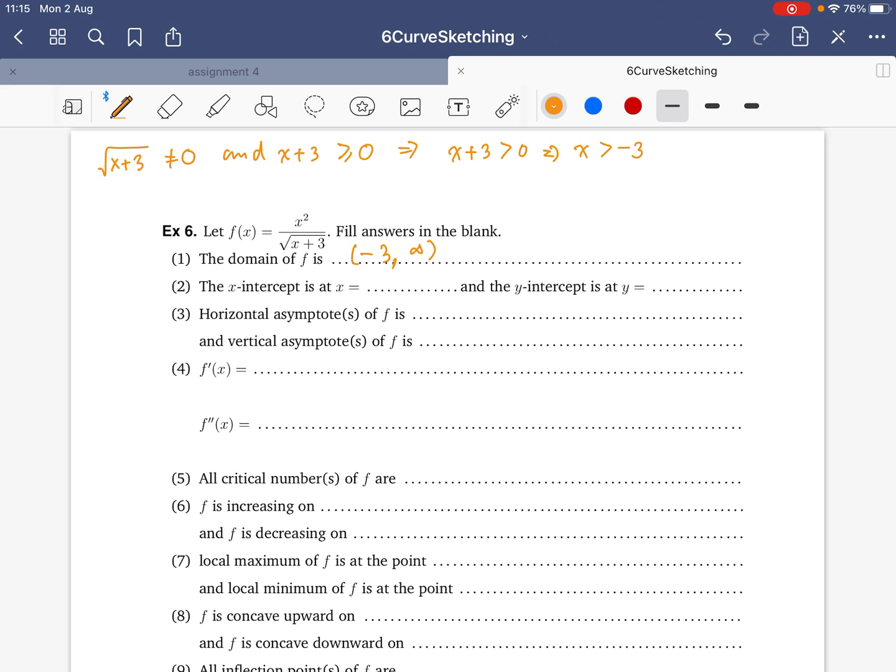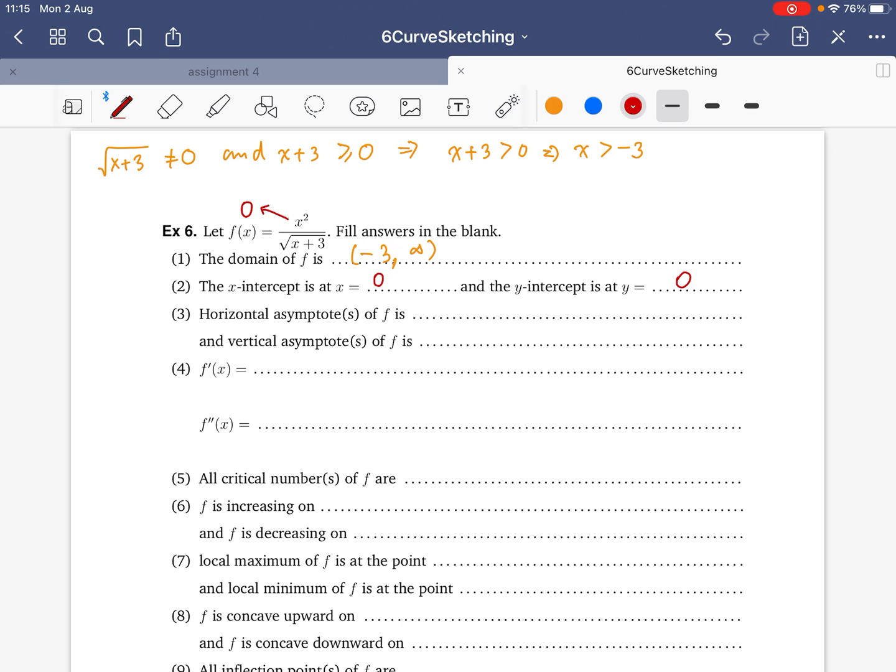For your x-intercept, you are going to let your y equal 0. If your y is 0, then again only the top will equal 0. So you intercept the x-axis at x equals 0. And if your x is 0, everything collapses. So this one is also the y-intercept. So it means that your graph will pass through the origin, okay.